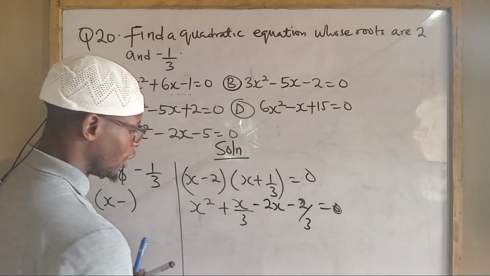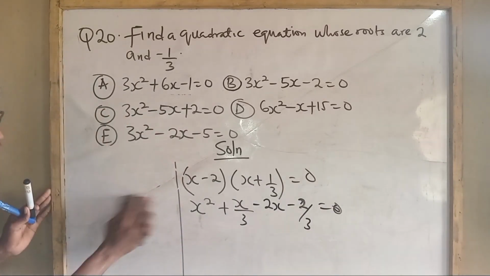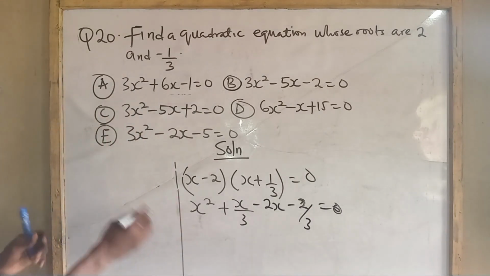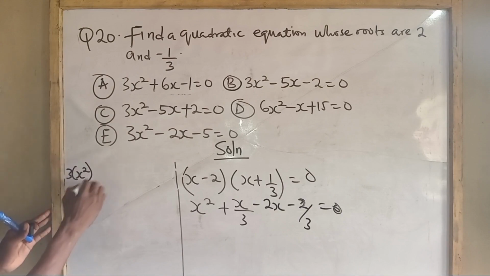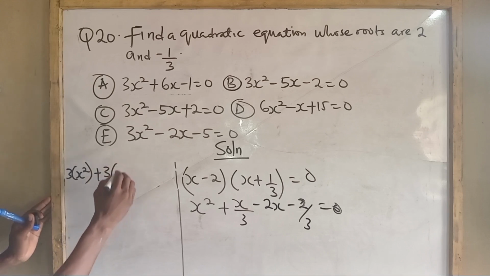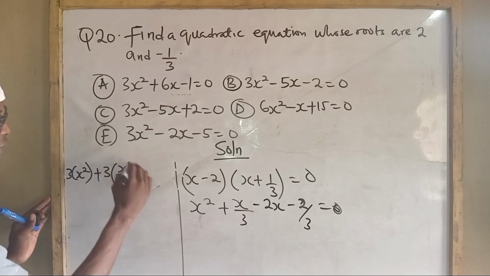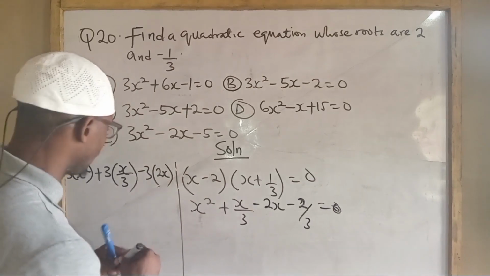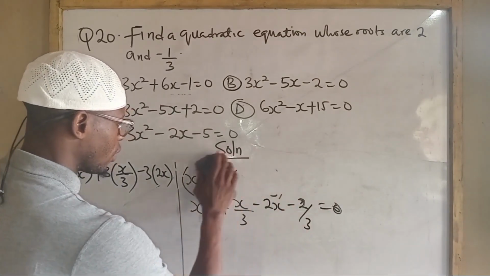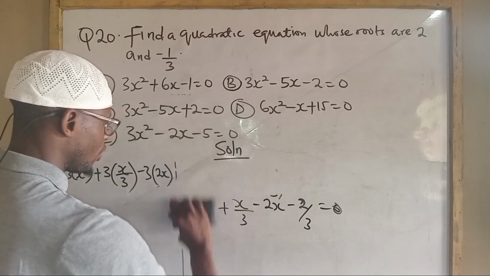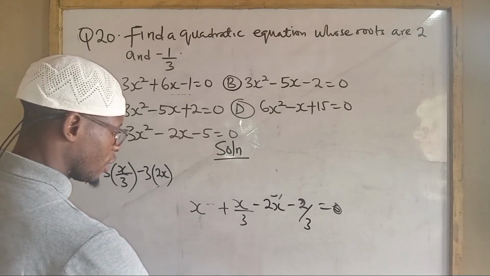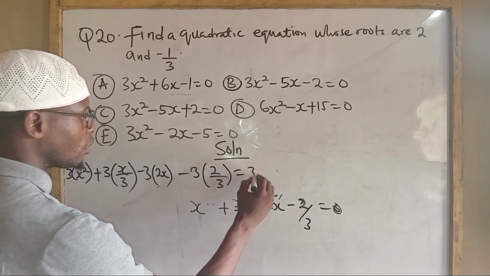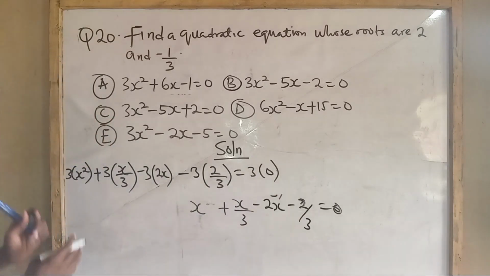With fraction. So the next thing for us to do is to find the LCM. The LCM in this case is what? Is 3. So that means we multiply it over by 3. So this becomes 3 bracket x squared plus 3 bracket x over 3 minus 3 bracket what? 2x. I think I'll remove this part. Okay, because of space, no space. So I have it as minus 3 again, bracket 2 over 3 is equals to 3 bracket what? 0.